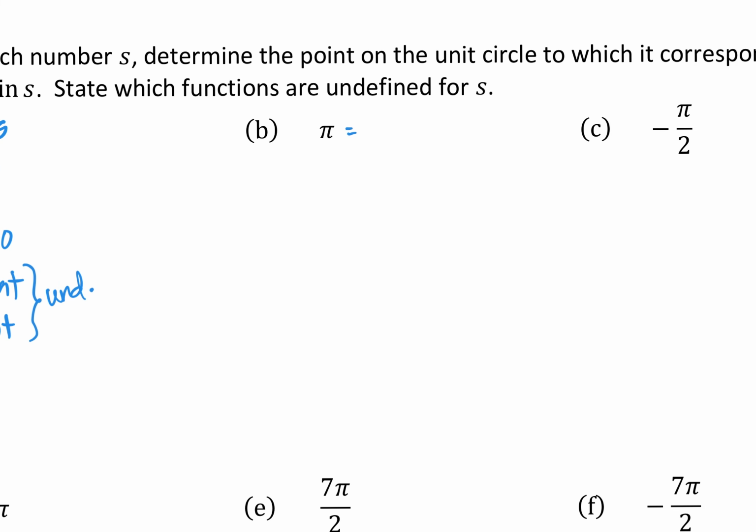In part B, our S is pi. So if you go along that unit circle to pi, you'll find that that corresponds to the point -1 for x and 0 for y. Cosine of this arc length pi is going to be equal to the x value of -1. Sine of our arc length pi is equal to the y value of 0. So again, we have a y value of 0, which tells me that cotangent and cosecant are undefined.